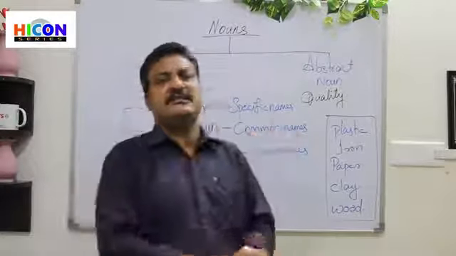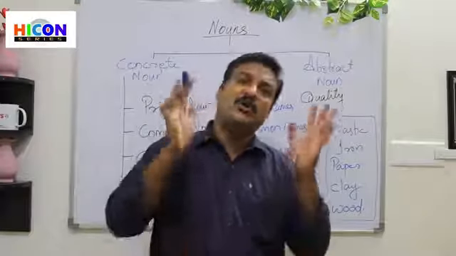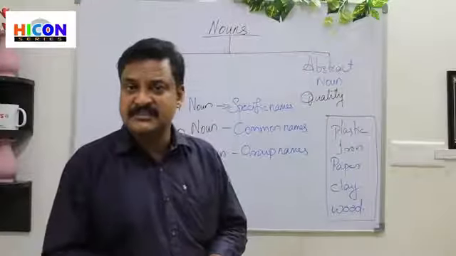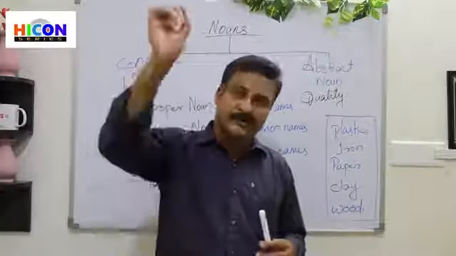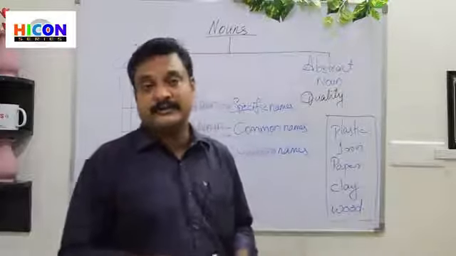Isn't it? Just look around yourself in your house. How many things are there? Water bottles are there, isn't it? So a lot of things are made up of plastic. So is it possible for you to just look around and list down the things that you have at your home which are made up of plastic?